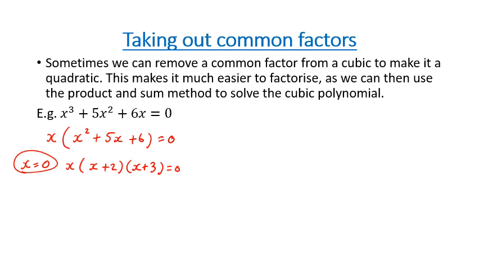We know already that x equals 0, and that's coming from the x that's outside the brackets. We've then got x plus 2 has to equal 0, and x plus 3 also has to equal 0. So therefore we can say x equals minus 2 or x equals minus 3. Therefore, our solutions are x equals 0, negative 2, or minus 3.